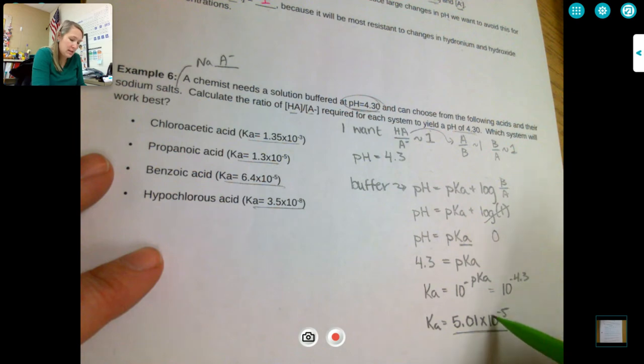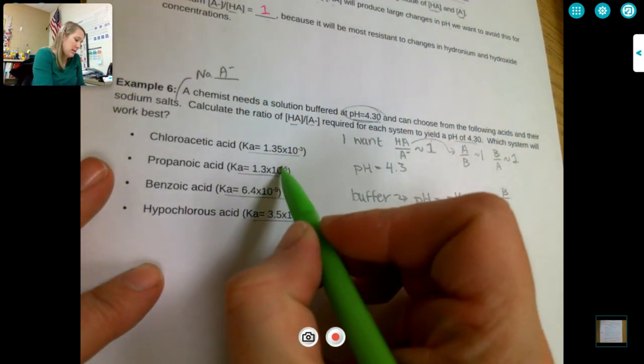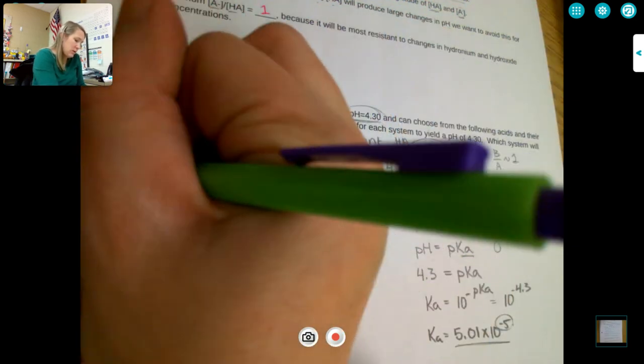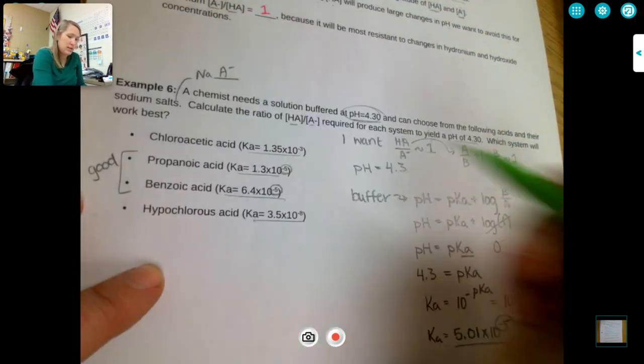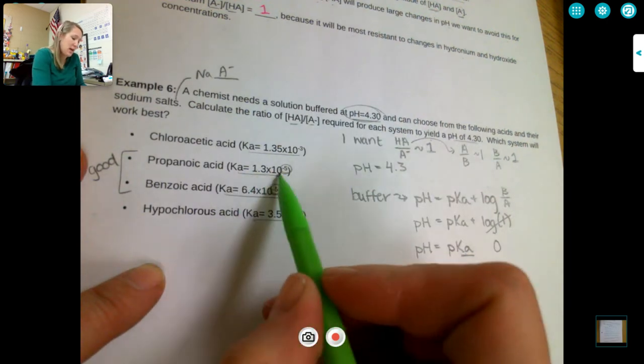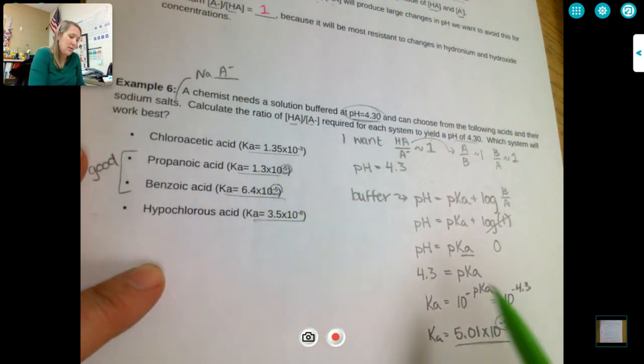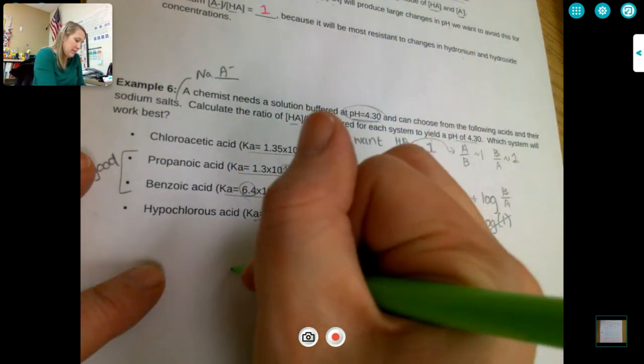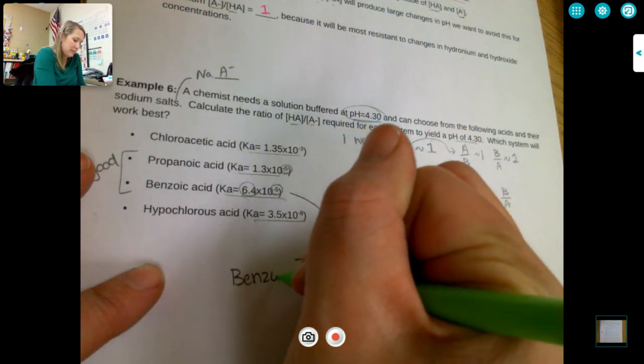Well, first I look at my magnitude here, 10 to the negative 5. Well, that's this one and this one. So these two are both good choices because they both have Ka values with the same magnitude. But then which one's closer to 5? This one is.